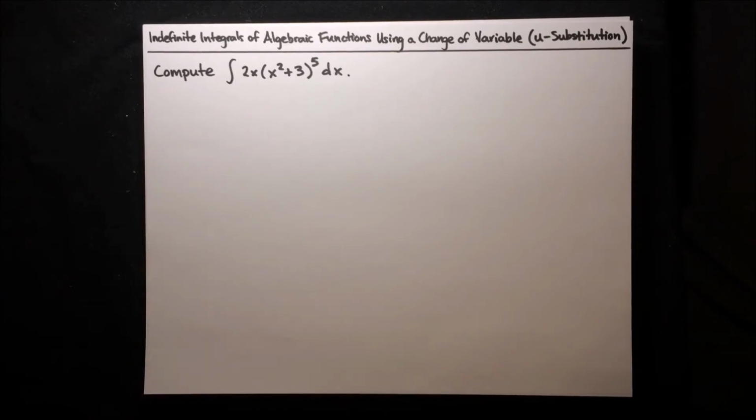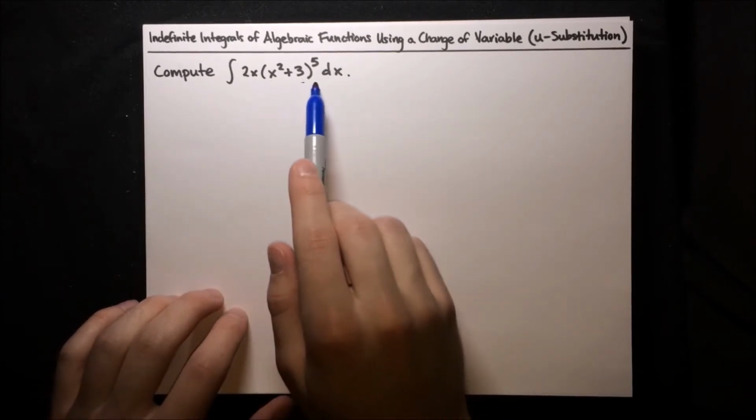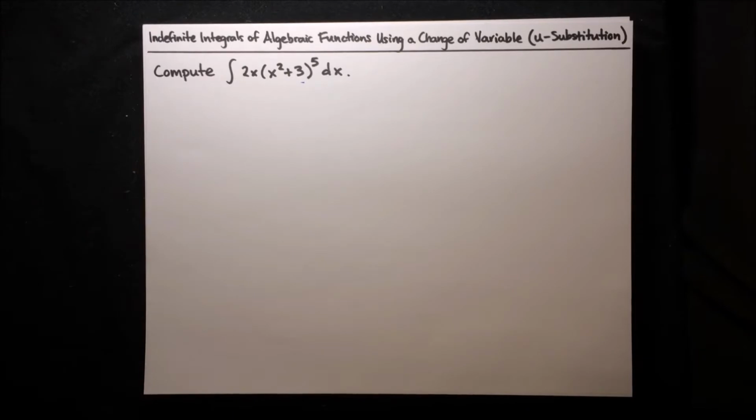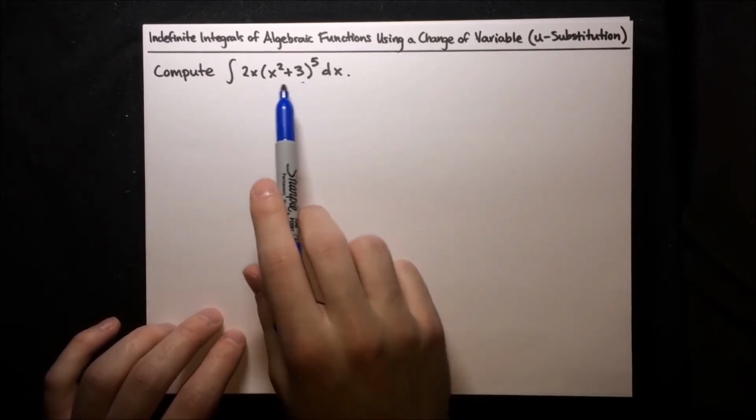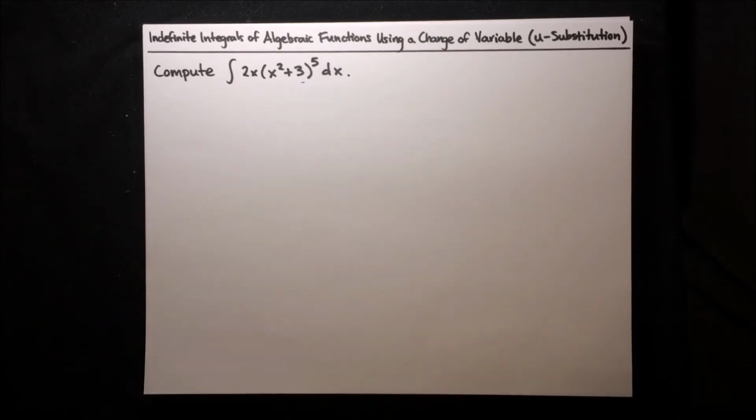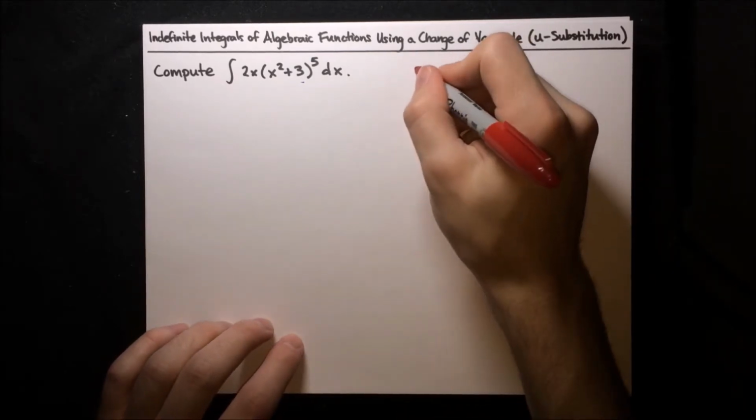Now one option, of course, would be to multiply out this binomial to the 5th power, but that would take some time. So is there a faster way to compute this integral without multiplying out that binomial? Yes, in fact, there is. We can perform a change of variables. And what that entails is defining a new variable u.